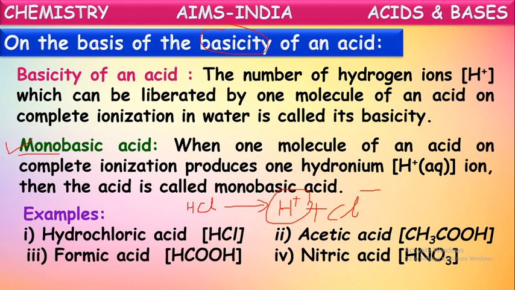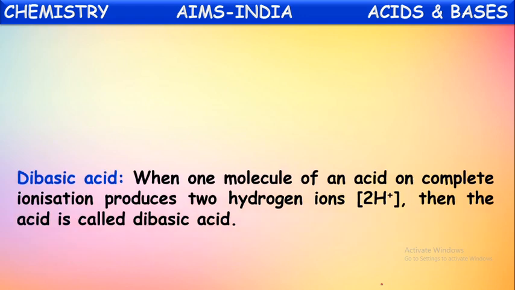So it is said that the basicity of hydrochloric acid is 1. Such kind of acids are called monobasic acids. Even nitric acid produces one H plus ion and one nitrate ion, NO3 minus ion. In this way, these acids produce one H plus ion from each molecule. Such kind of acids are called monobasic acids.